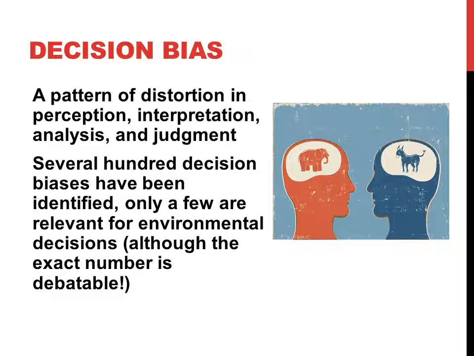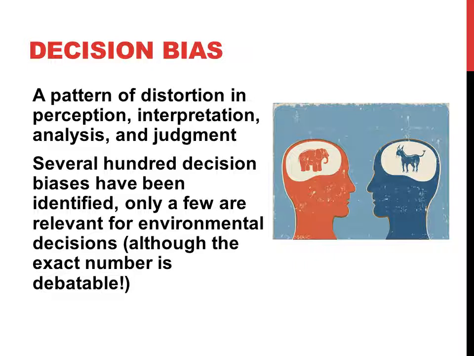A decision bias is a pattern of distortion in perception, interpretation, analysis, and judgment. In fact, these are the 4 core elements of any decision process. We perceive reality, we interpret that reality, we analyze it according to a set of criteria and values, and then we make a judgment about that reality. And we act then on that particular judgment. Each of these particular elements is subject to distortion.